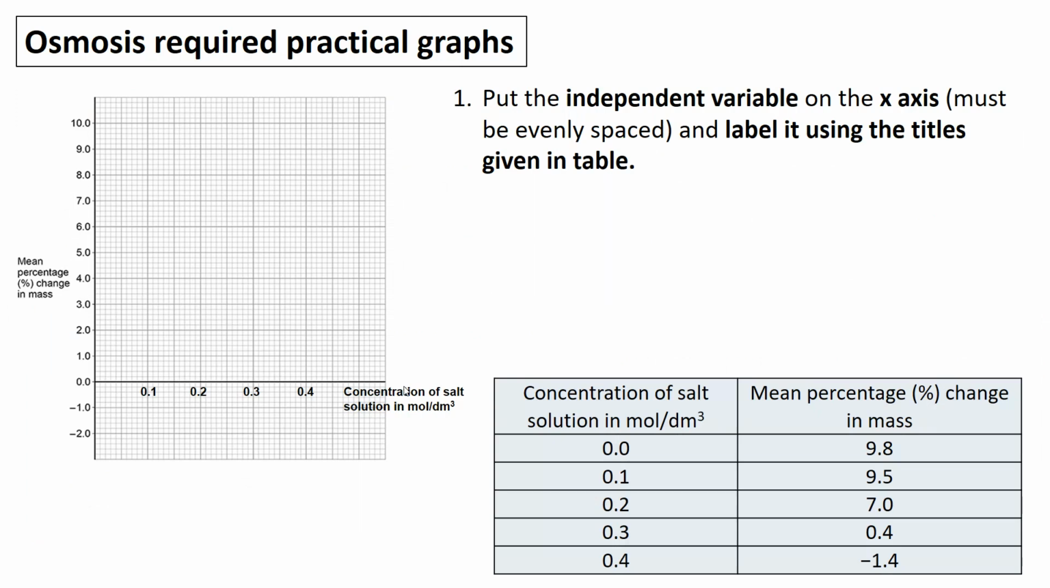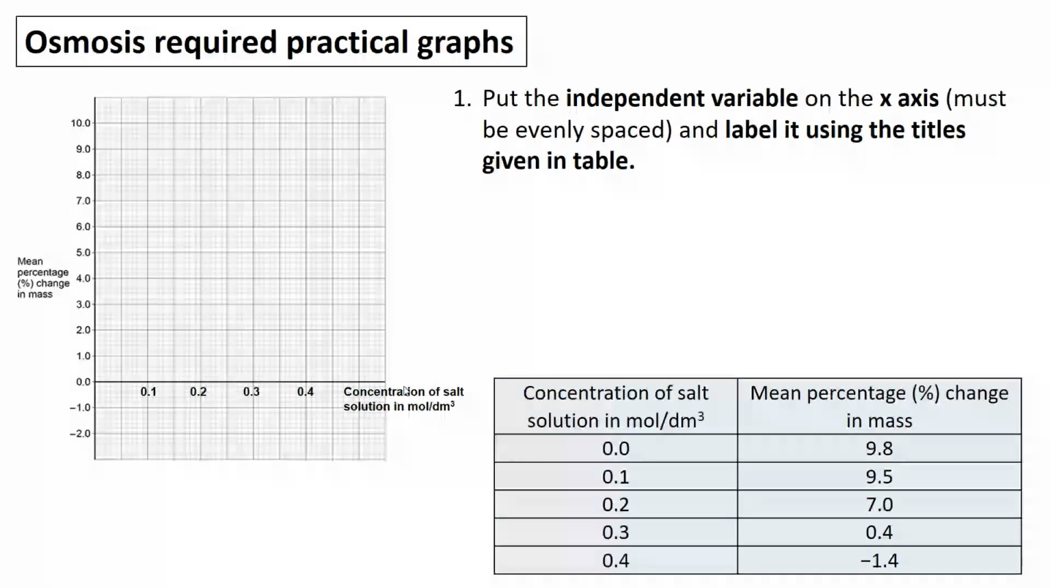And when you plot a graph, you always put your independent variable, that's the one that you've changed in your investigation, on the x-axis. And this variable must be evenly spaced. You don't just write the numbers given on the graph that you've drawn, you make sure they are evenly spaced when you draw your independent variable.